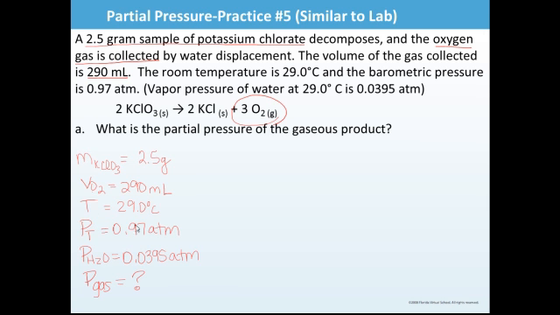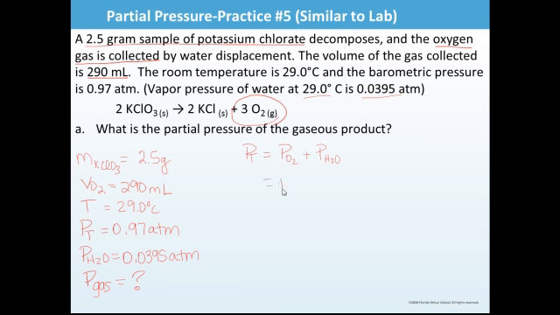Now remember what's important about the barometric pressure, or the room pressure. That is equal to the total pressure of your system. It told me that the vapor pressure of water at 29 degrees is 0.0395 atm. And it asks me for part A, what is the partial pressure of the gaseous product? That is actually going to be oxygen. Those are the only two gases in that system.